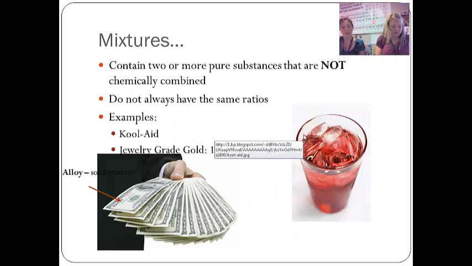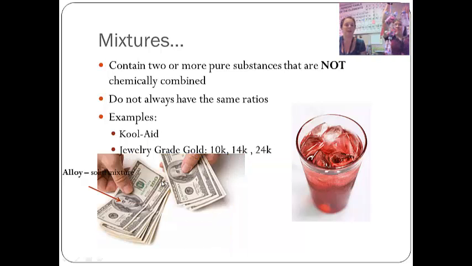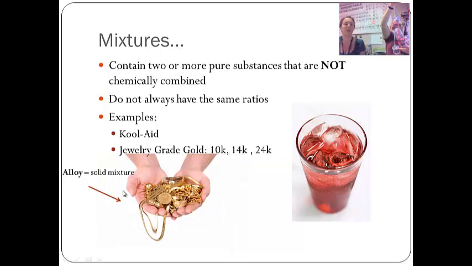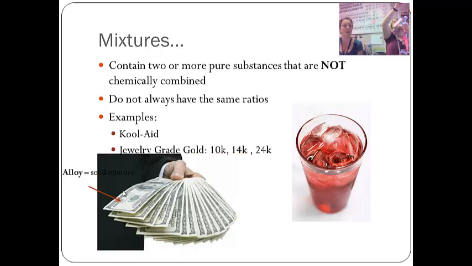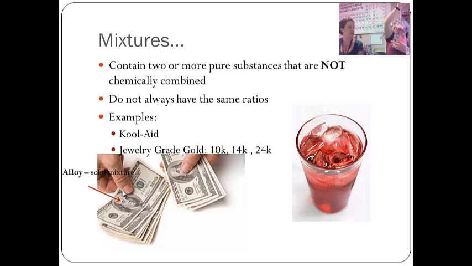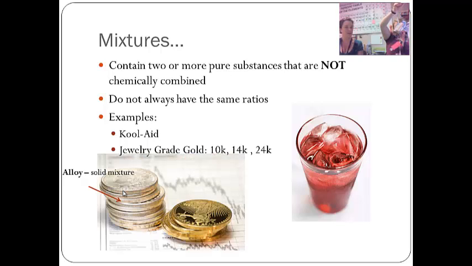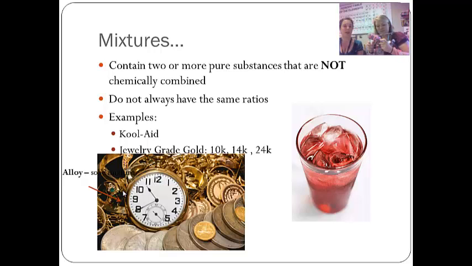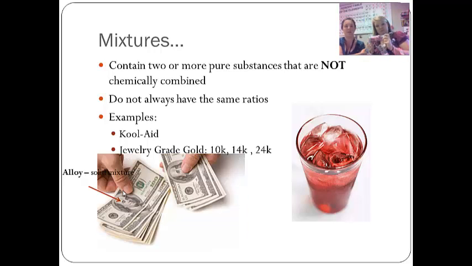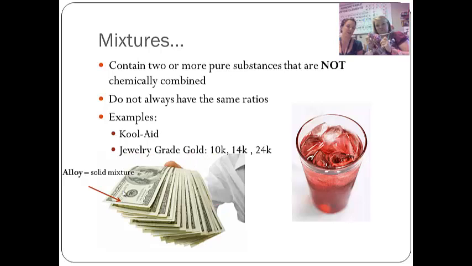All right, the last thing we have is mixtures. Alloys are going to be solid mixtures. Mixtures contain 2 or more pure substances that are not chemically combined. Okay, they're just in there together. They're not bonded to each other. They always have the same ratios.